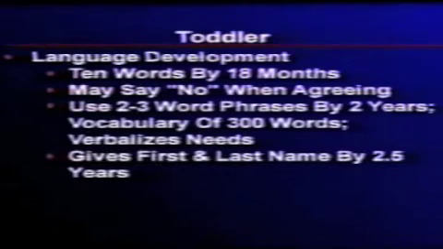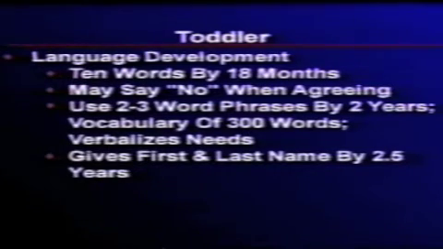Language development is also coming along very quickly. By 18 months, we have 10 words. Notice the 2 to 3 word phrases by 2 years of age, we're starting to string along sentences. And they should be able to give you their first and last name by the time they're 2.5 years.